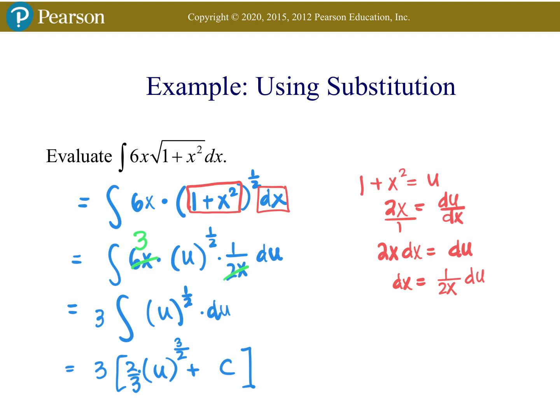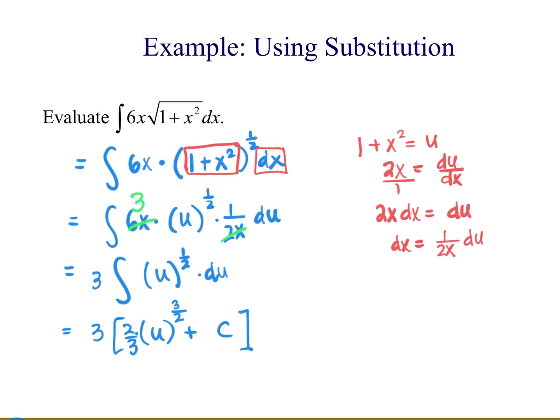And your final step is to distribute that 3 and to put the u back. So when I distribute, I'll have 2 parentheses, and then what goes back in is 1 plus x squared to the 3/2. And then when I distribute 3 to c, it's still c. You can write 3c if you want, but it's still just a constant. All right, yeah, Ethan? What happens to the brackets when you distribute the 3? Well, I don't have any bounds to plug in. Right.